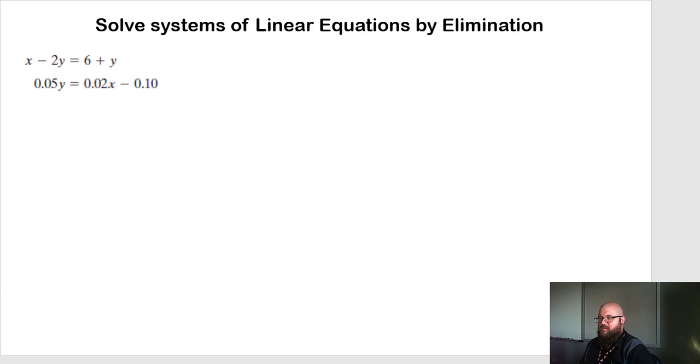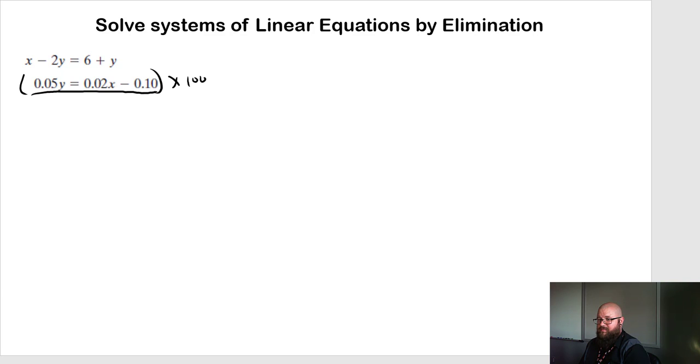Alright, so let's go on to this problem. Let's say we've got x minus 2y equals 6 plus y, and then you have 0.05y equals 0.02x minus 0.1. So don't let that scare you. Again, let's make this bottom one a little bit easier to work with. What could you multiply this bottom equation by to get it out of that decimal formation? Well, to do that, you can simply multiply it times 100. Multiply this whole thing times 100.